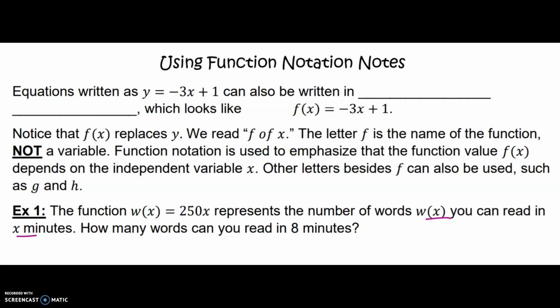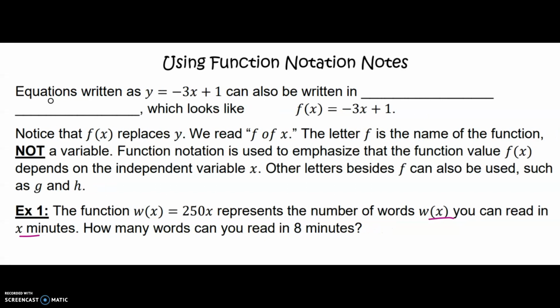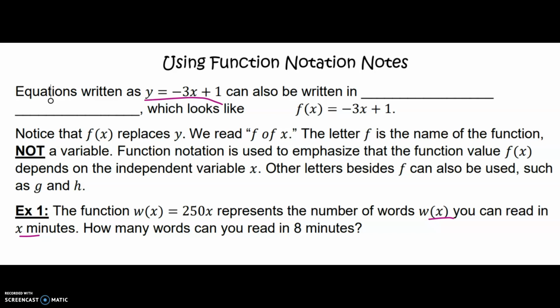Function notation is just another way that we can write our equations. So if you have an equation written as y equals negative 3x plus 1, then you could also write it in function notation. When we write it in function notation, we simply replace the y with f of x. So instead of saying y equals, we'll say f of x equals. The f of x completely replaces the y, and that's how we read it.